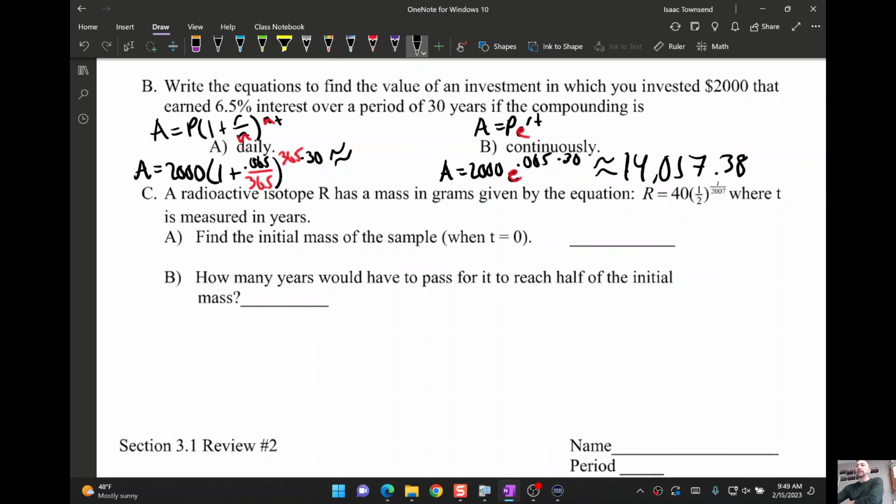But honestly, daily and continuously are pretty close to the same thing. So 14,000, 54, and 93. Whether you were compounding continuously or daily, you're talking about less than $3 difference over 30 years. So you're not going to be worried about that.